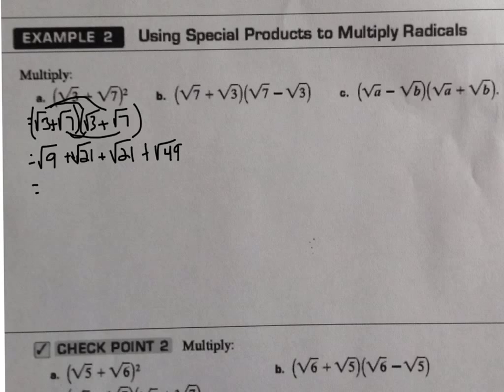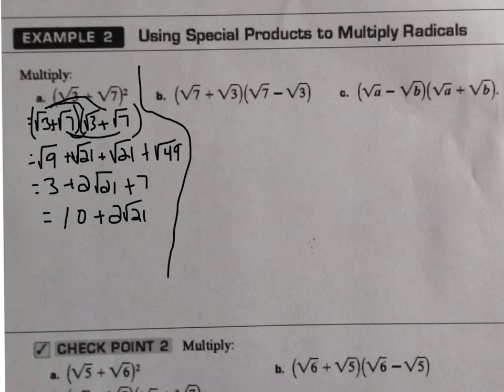Now, a couple of these we can take the square root of, and the 21s we can combine. Square root of 9 is 3. We got a plus square root of 21 and a plus square root of 21. That's really 1 times the square root of 21 plus 1 times the square root of 21, which gives us, we add the 1s and get 2 times the square root of 21. Plus the square root of 49 is 7. And 3 plus 7, when we add like terms, is 10. Plus 2 times the square root of 21, and we're done there. Okay, that's A. I'm going to draw a line to separate this out.